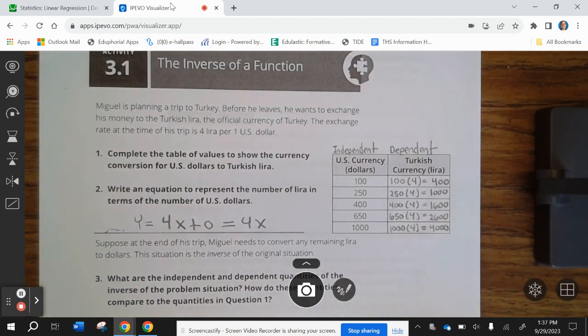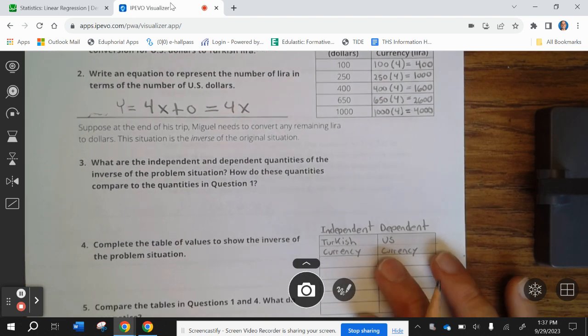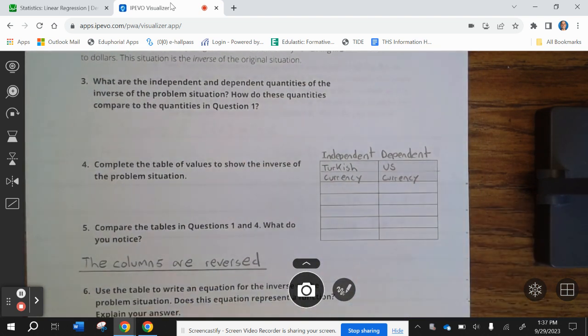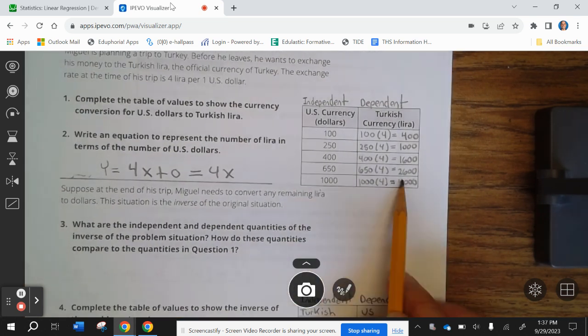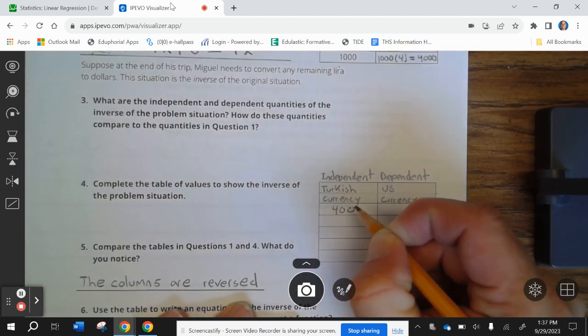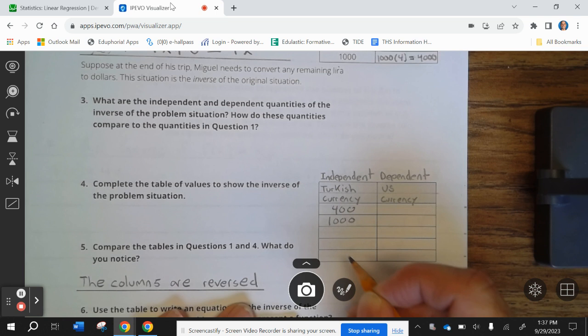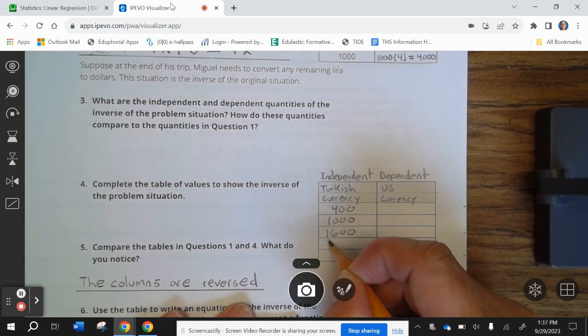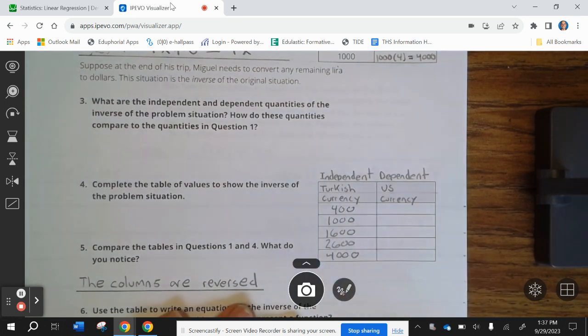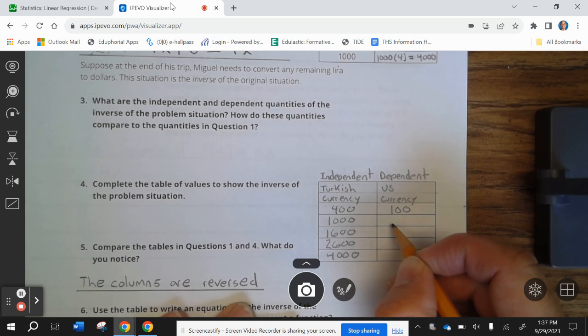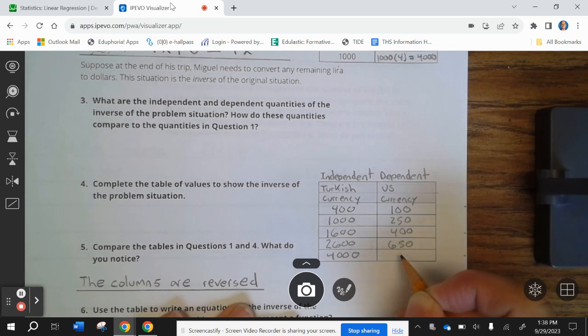All right, let's take a look at the next. What are the independent and dependent quantities of the inverse of the problem situation? How do these quantities compare to the quantities in question 1? Well, these switch. So the Turkish currency is 400, 1000, 1600, 2600, and 4000. And the US currency is 100, 250, 400, 650, and 1000.